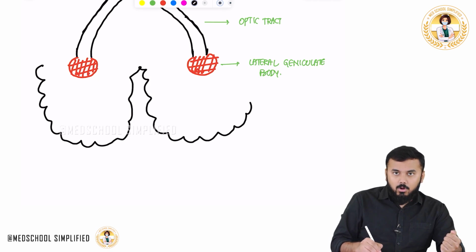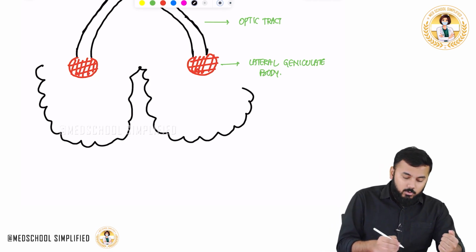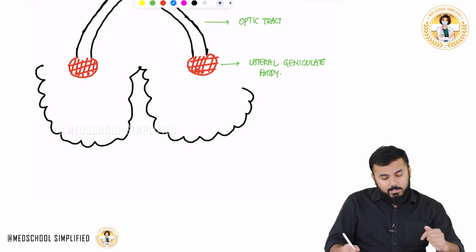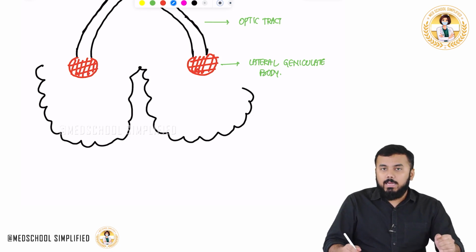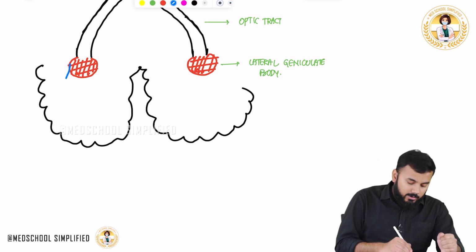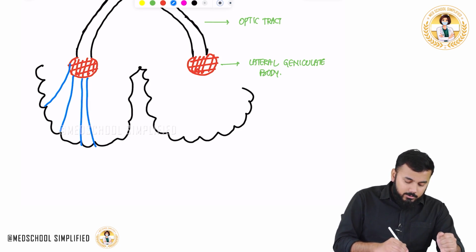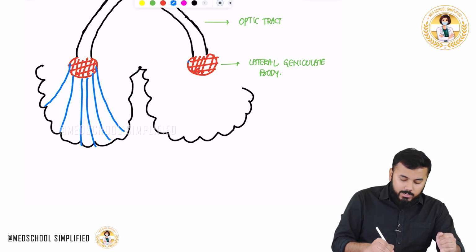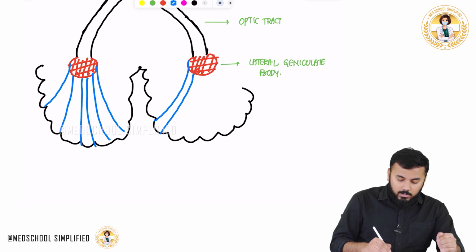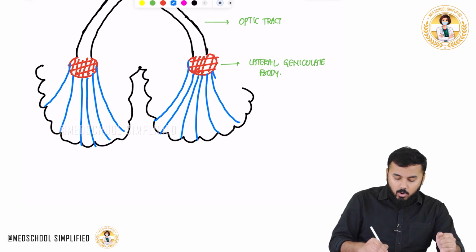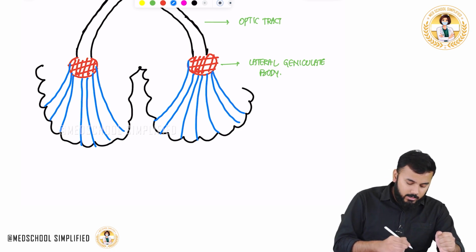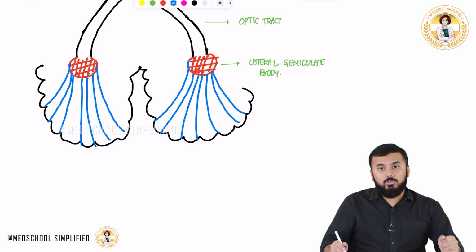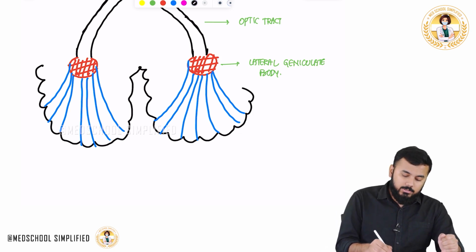You see, this is your occipital cortex. So to this occipital cortex, from this lateral geniculate body, there are fibers that are running and touching this occipital cortex, right? These fibers which are going all the way to this occipital cortex are called your optic radiations.